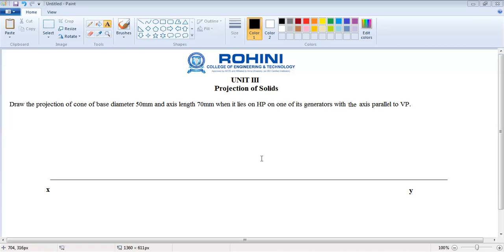Okay. First of all, we have to draw the initial position, that is, the cone with its base resting on HP with its axis parallel to VP. So the first position we are going to draw. Only then are we going to convert it into the inclined position, that is, the generator lies on HP. So first of all, we have to draw the top view of the cone.